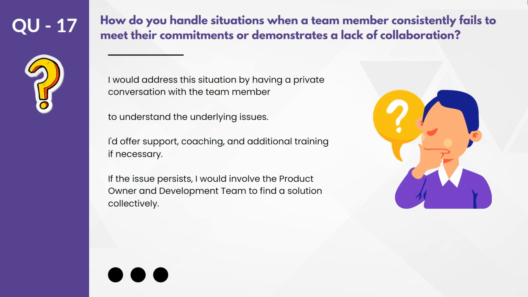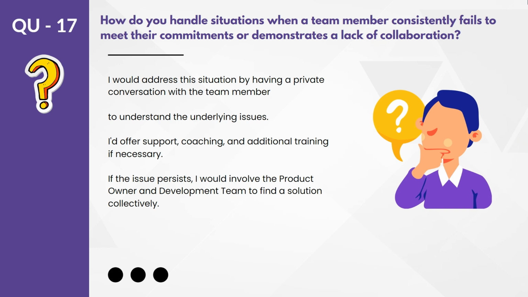Question number 17. How do you handle a situation when a team member consistently fails to meet their commitment or demonstrates a lack of collaboration? Again, this is an individual approach based question, and the approach may differ from person to person. If I am handling this situation, how will I go about it? I would address this situation by having a private conversation. The moment you see someone is having an issue, we should take him and have a separate discussion to understand the problem, the challenges, why that is happening.